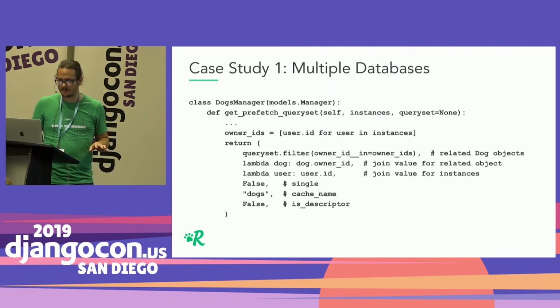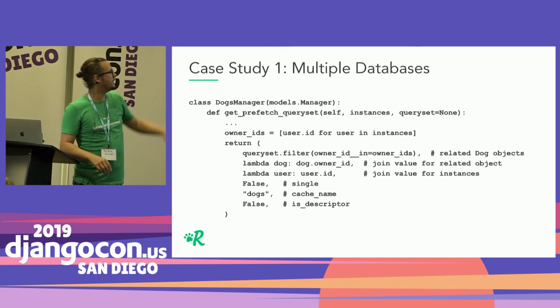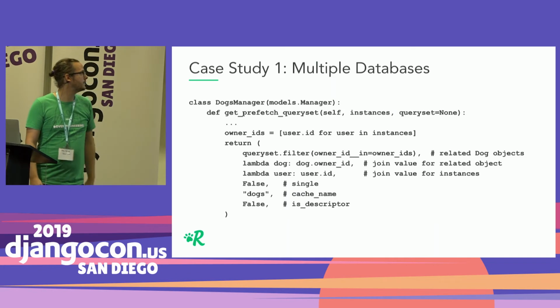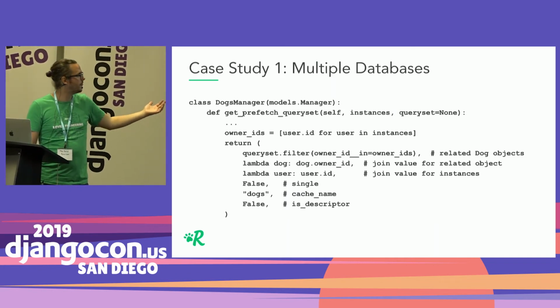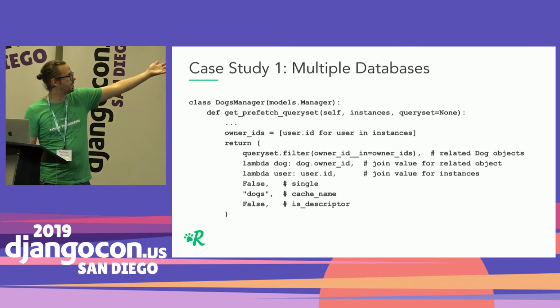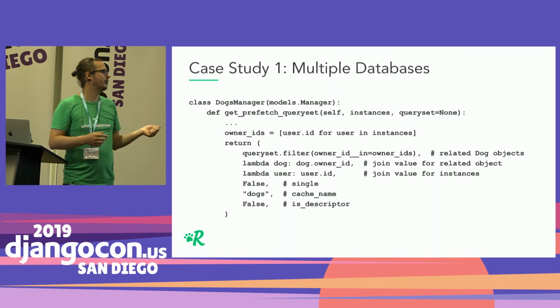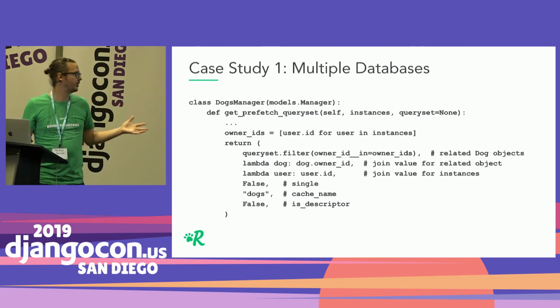So going back and filling in the missing pieces, we have to define this get prefetch query set. It takes in a list of instances, in this case a list of users, and an optional query set. But the main thing we do is go through all of the user IDs and collect them into a list. Here this list is called owner IDs. It's a list of integers. And we return the 6 tuple. The very first thing is basically dog.objects.filter owner ID is in this list of integers. We don't have to have a foreign key there. This query executes on database 2. You're just getting all of the dogs that have their owner ID in this list of integers. Django can do that, no problem.